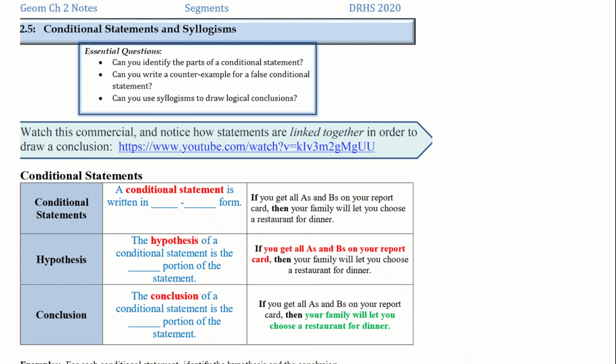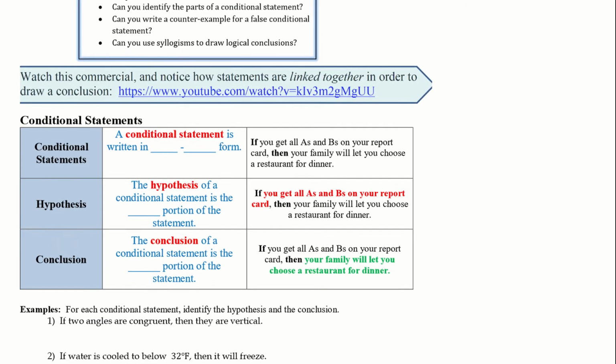Hello, today we're doing 2.5 conditional statements and syllogisms. So if you want to go ahead and take a second and watch this commercial and notice how statements are linked together in order to draw a conclusion. So I'll give you a second to pause the video and go to watch that other video. Alright, hopefully you had a chance to watch that.